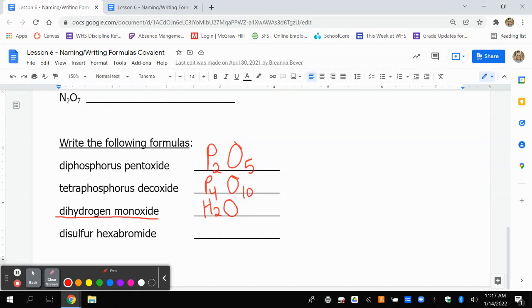And then disulfur hexabromide, we have sulfur S, di is 2. Hexabromide, we have Br, and hexa stands for 6, so S2Br6.